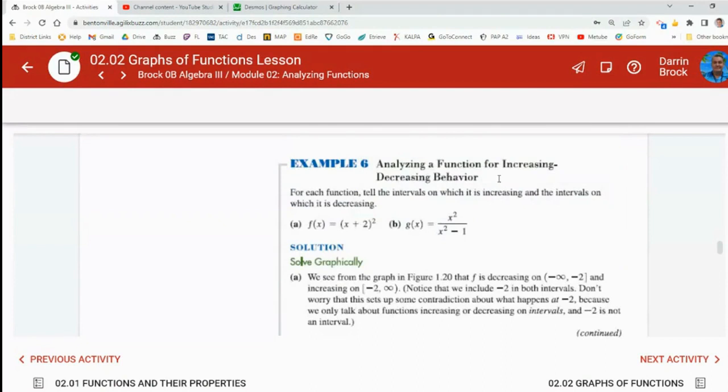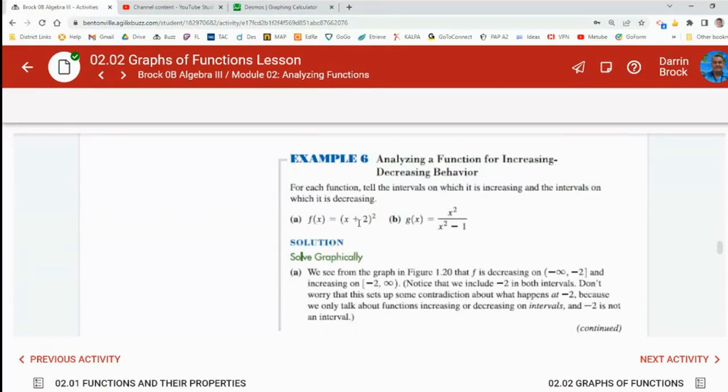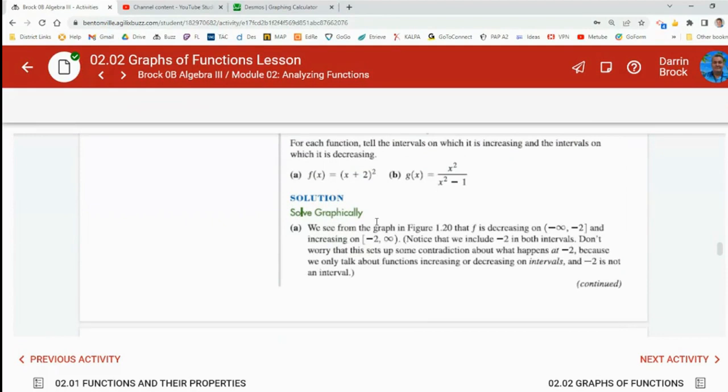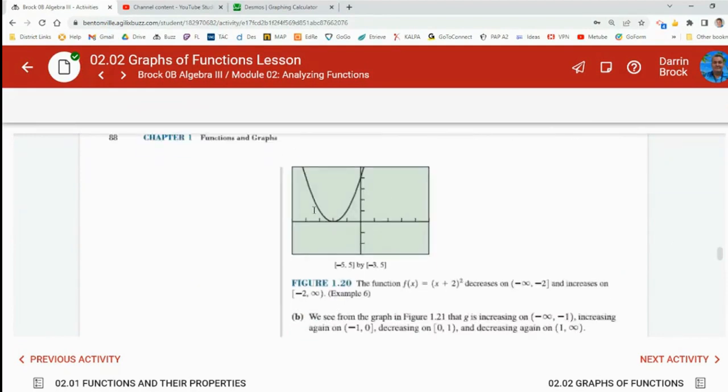Okay, analyzing a function for increasing, decreasing behavior. Solve graphically. Put that on a graph, and you can see where it's increasing, where it's decreasing. Same for that one. There it is in the graph. See, it's decreasing until x equals -2, and then it's increasing after x equals -2. So from negative infinity to -2, it decreases, and from -2 to infinity, it increases.